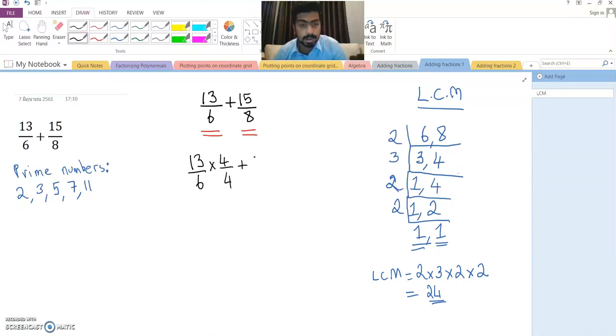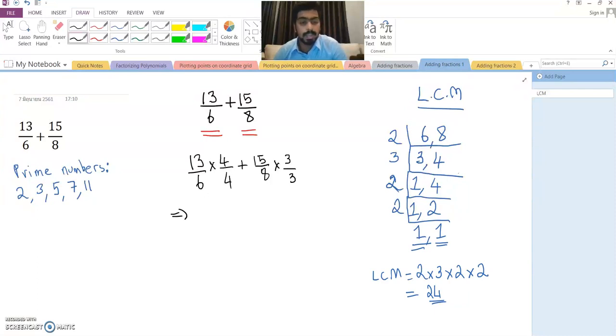Now going to the next fraction, we have 15 over 8. We do the same thing. 8 multiplied by what gives us 24, or 24 divided by 8 is what number? 24 divided by 8 gives us 3. So we have 3 over 3. Alright guys, now we are almost done.